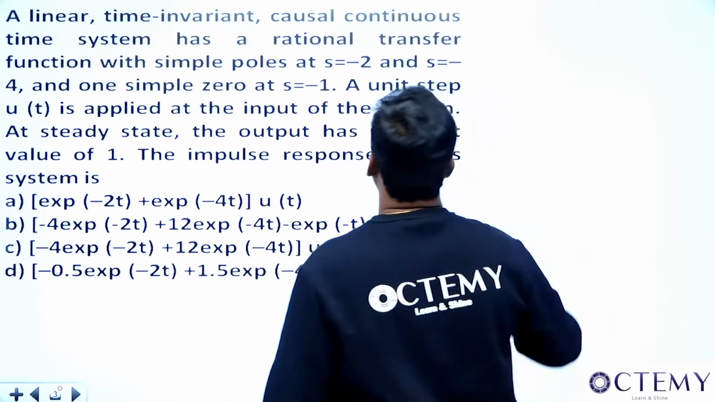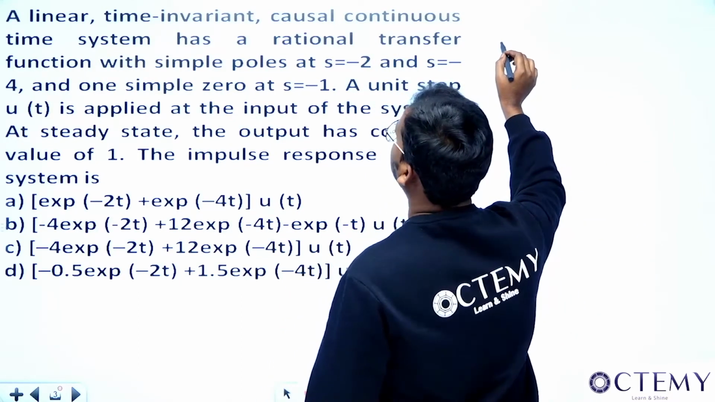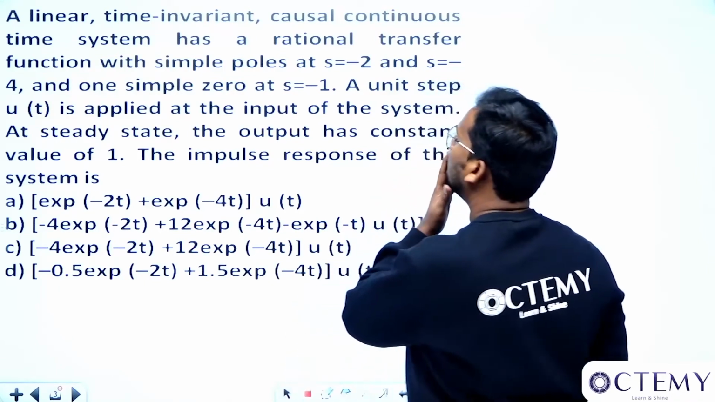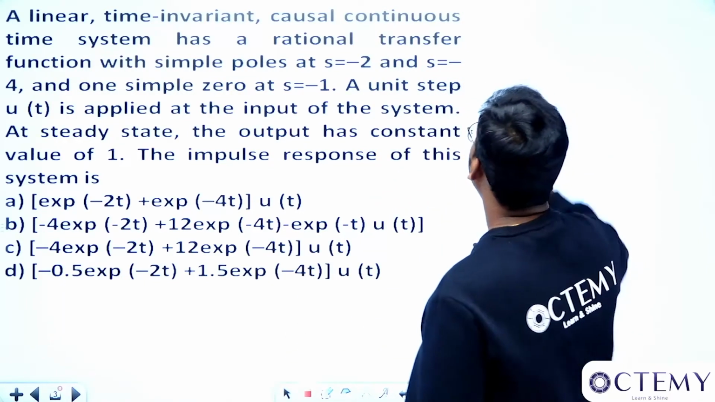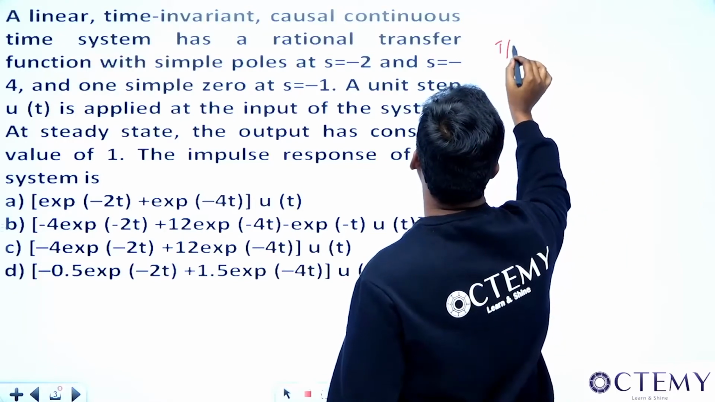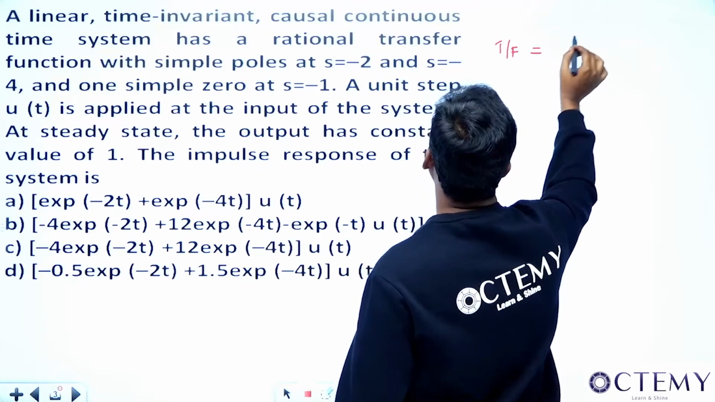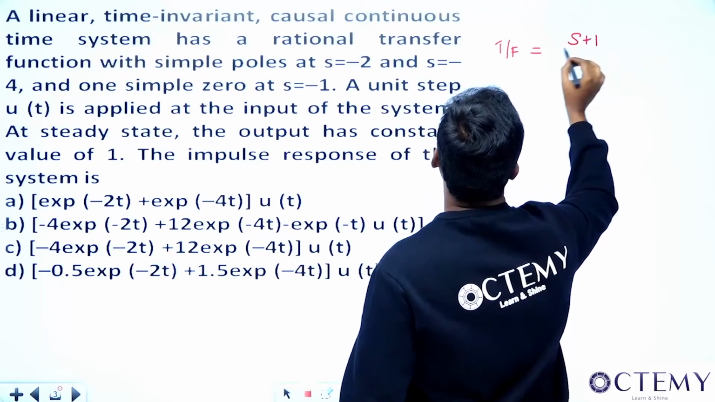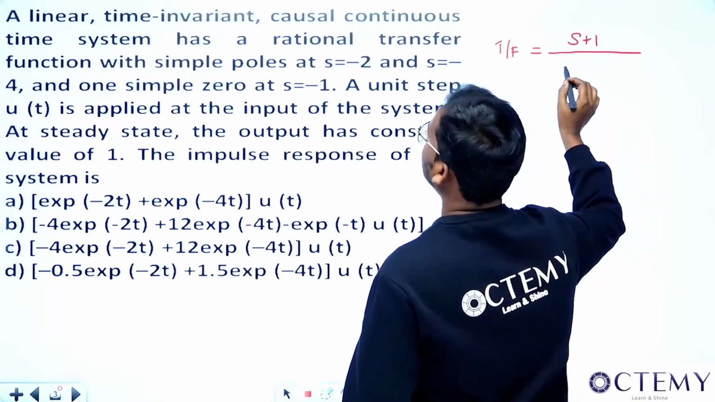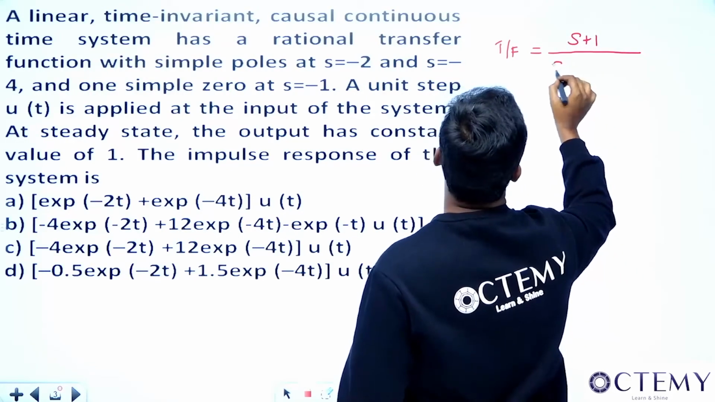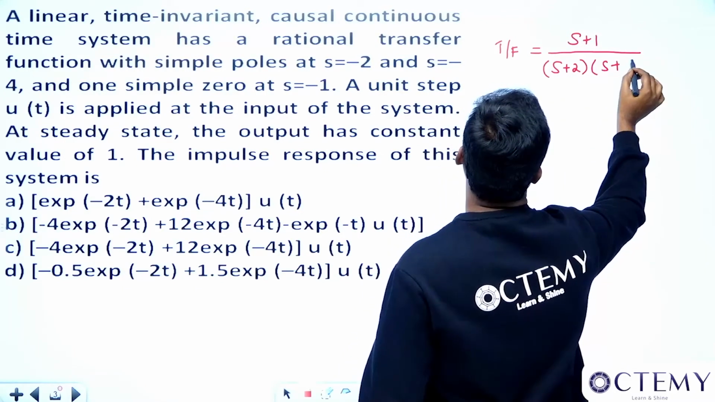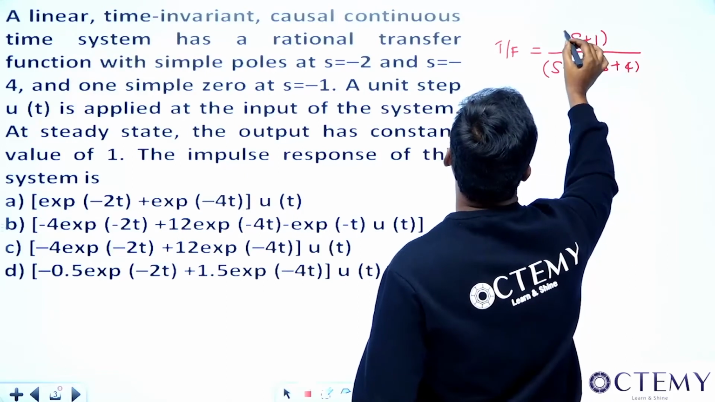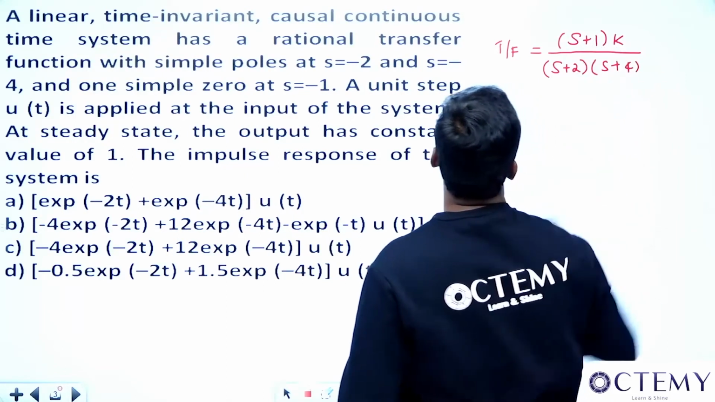Very good, sir. So what is the transfer function? He's given the transfer function only. So the transfer function is basically equal to s plus 1 divided by s plus 2 into s plus 4. But it might also have some constant k. So let me write that constant k here.